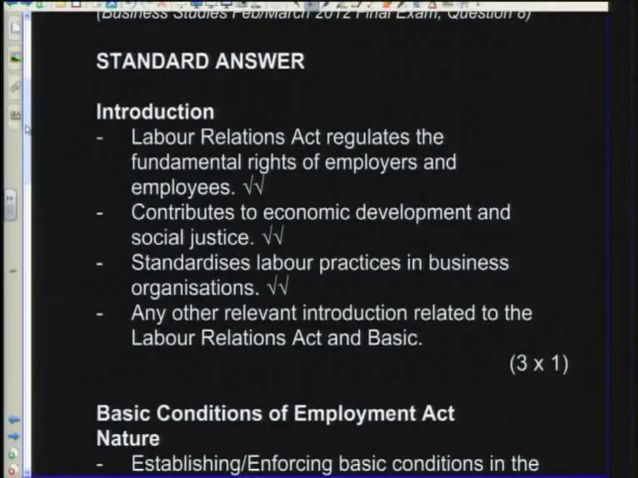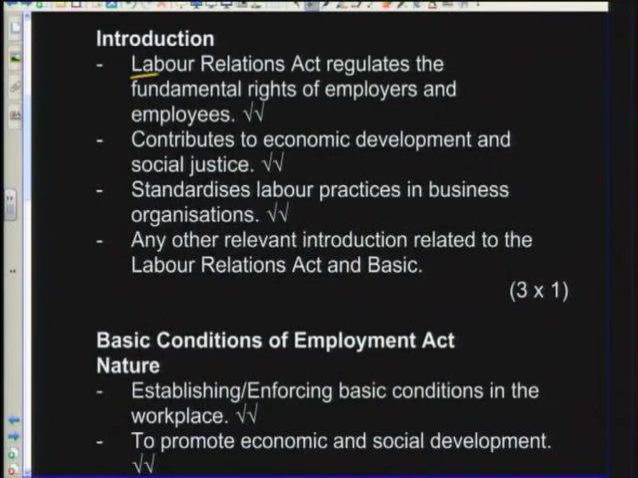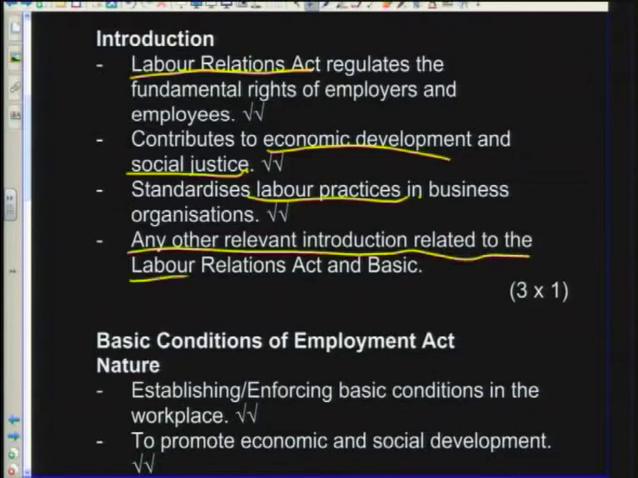So what they said with their introduction: the Labour Relations Act regulates the fundamental rights of employers and employees. And it contributes to economic development and social justice, and it standardizes labor practices in business organizations. And you'll see here, any other relevant introduction related to the Labor Relations Act. Now, you'll see what they've done here. They've only focused on the Labor Relations Act. They could have gone into detail on the Basic Conditions of Employment Act as well.